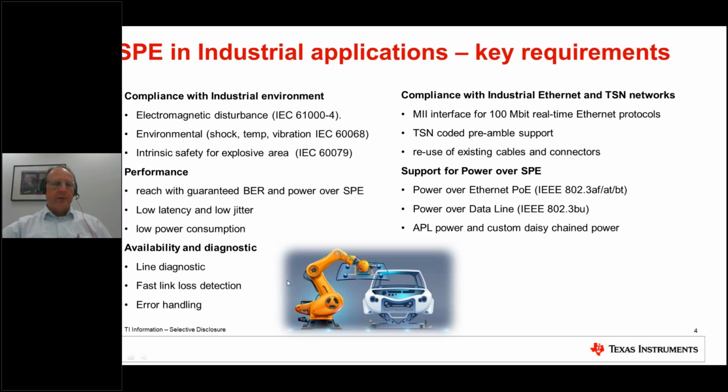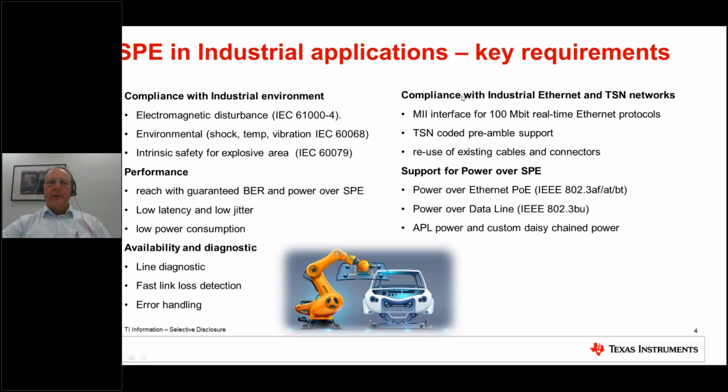Availability and diagnostics: we talk about industrial use cases, so it's very good to detect line breaks early on, especially when you have moving cables. You don't wait for a wire break. You should be able to predict it, to see it coming. For this, you need diagnostics capabilities. Once you lose a connection, you need fast link loss detection to react and go to a safe state in your application. So error handling can be at the physical layer, at the MAC layer, but also at the application layer.